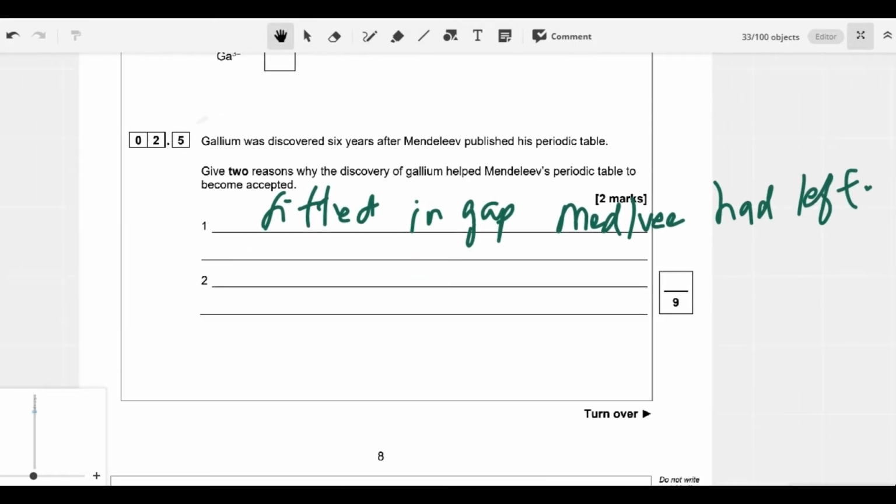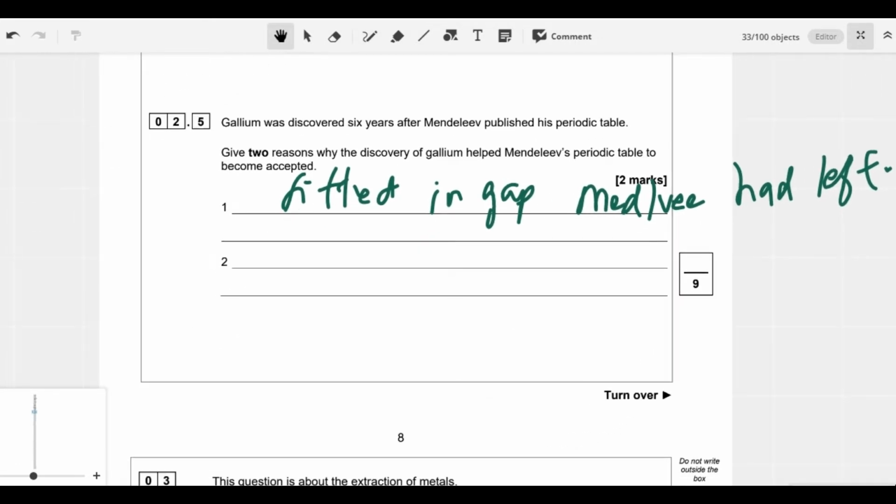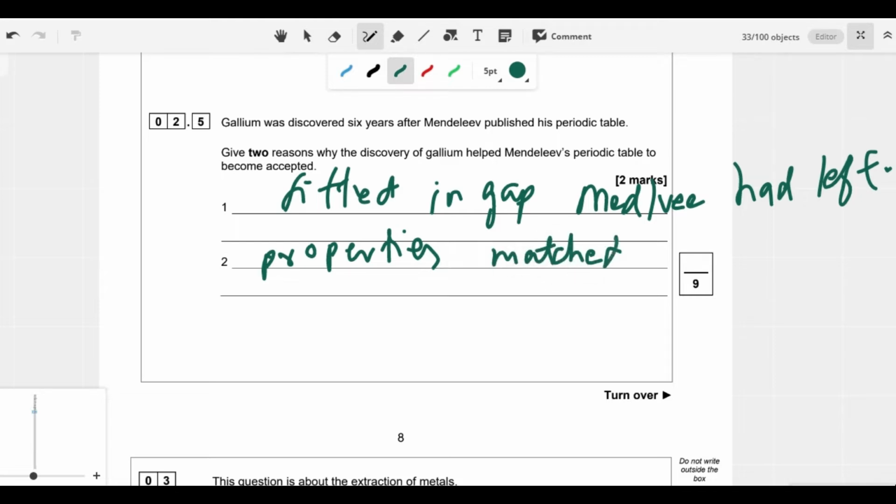Okay, and the second reason you have to write is that the gallium properties were predicted correctly by Mendeleev, or the properties of gallium matched the rest of the group.